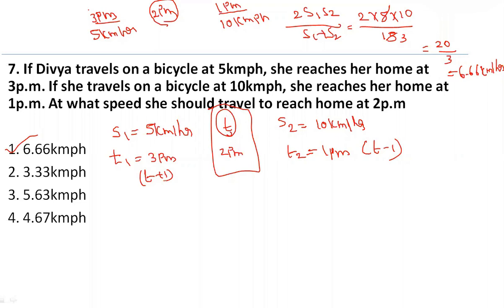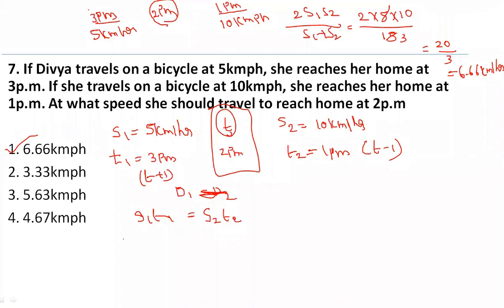Now apply the same thing. Distance 1 equals distance 2, so S1 T1 is equal to S2 T2. Got the point how I have written it as T minus 1 and T plus 1? Whatever the point of time they're asking, I'm taking it as reference. If 2 p.m. is equal to T, then 1 p.m. is 1 hour less, so it will be T minus 1. And 3 p.m. is 1 hour more, so it will become T plus 1. Okay. So S1 T1 is equal to S2 T2.